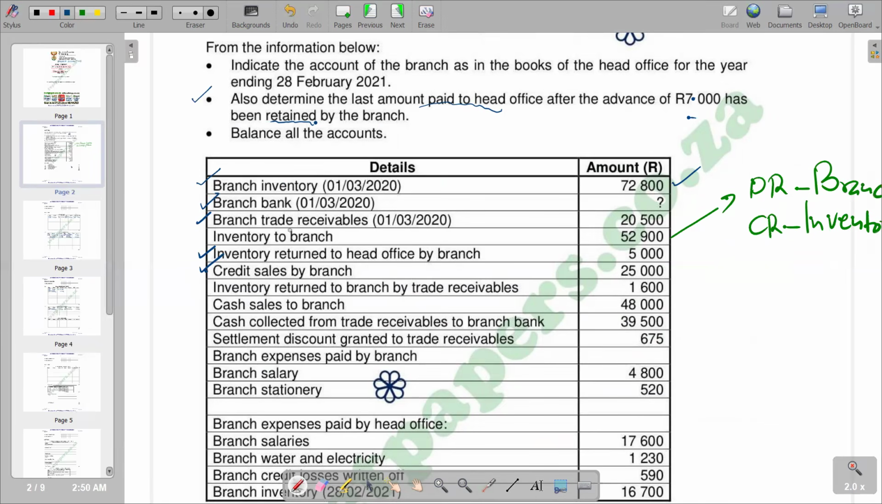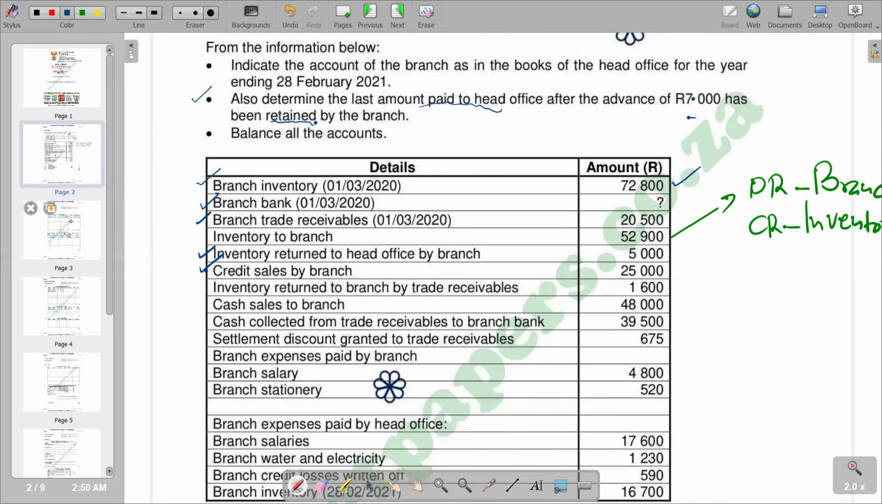Now we go to inventory returned to branch by trade receivables. You see now? So it's now the opposite of what we did on credit sales. So inventory returned is now coming into the branch. So it's going to take the branch inventory. We take the branch inventory as it is receiving, and then we credit trade receivables with 1,600.